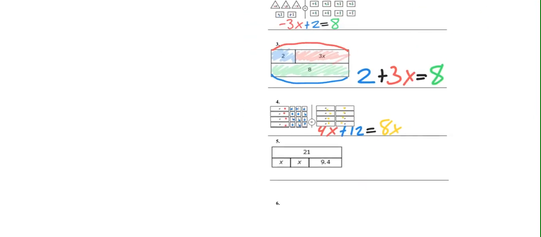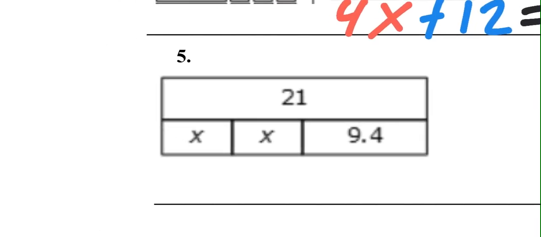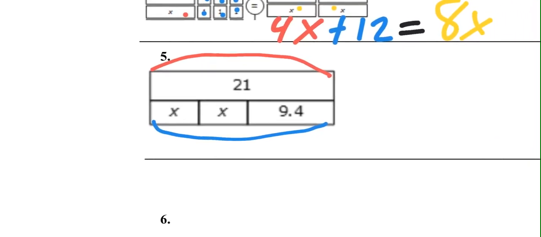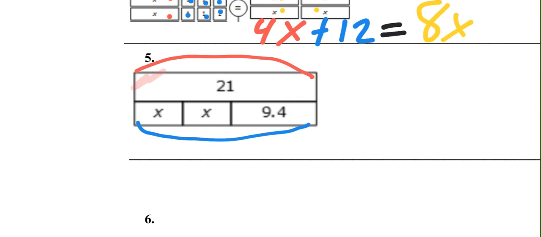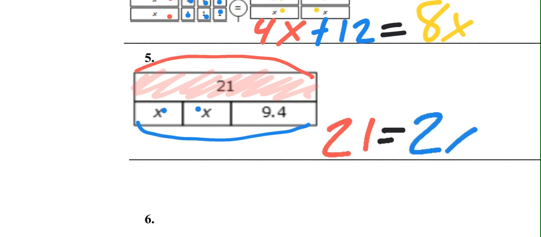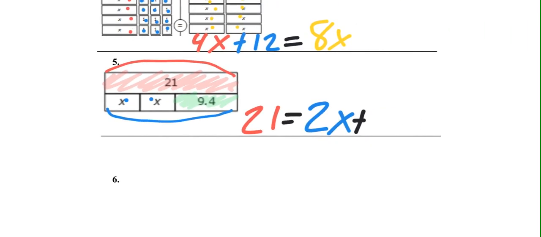Number 5, very similar to number 3. This whole top part is worth this whole bottom part. So I'm going to start with the top part. So that 21 is worth everything on the bottom. So I've got 21, and that's going to equal what I've got on the bottom. On the bottom, I've got 2 x's, and so I'm going to add, I've got my 9.4 right there. So this 9.4 is going to be my last number over here, 9.4. And again, I could do a 2-step equation and solve for x on that one to figure out exactly what they're worth.